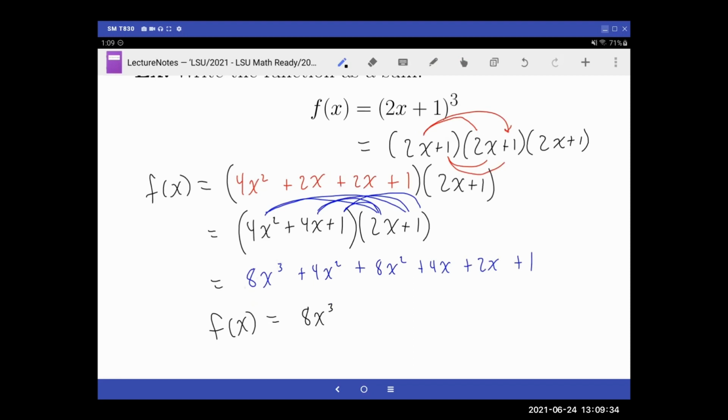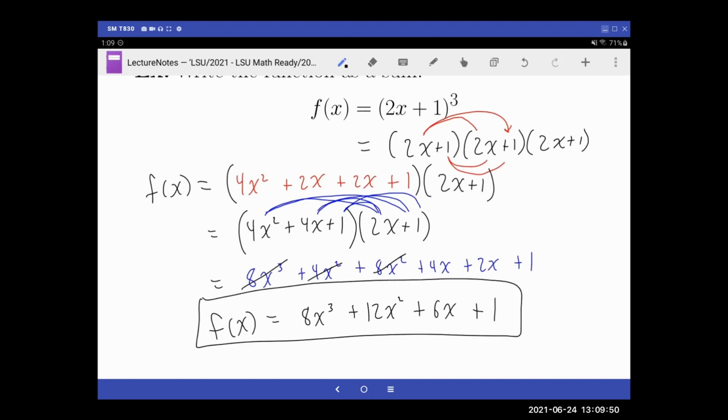So 8x cubed, I have 2x squared. So 8x squared and 4x squared is 12x squared. 4x plus 2x is 6x, and then 1 plus 1. So there we go. Notice we just represented the function another way, right? It's the same thing, we just multiplied it out. Now it's a sum because it's separate terms added together as opposed to terms multiplied together.